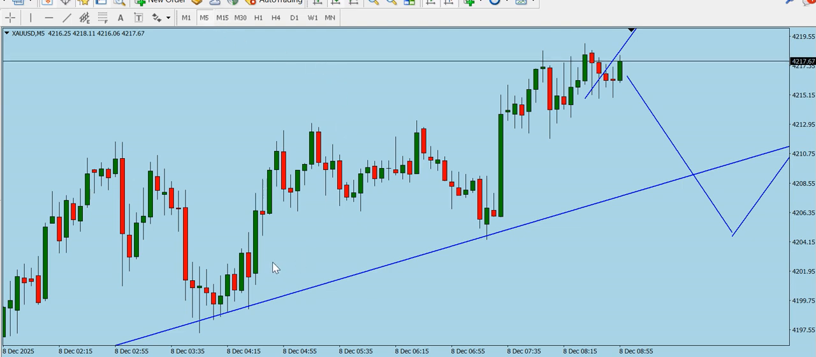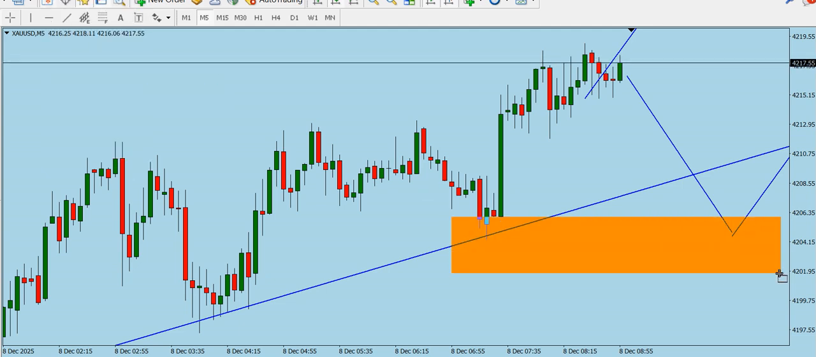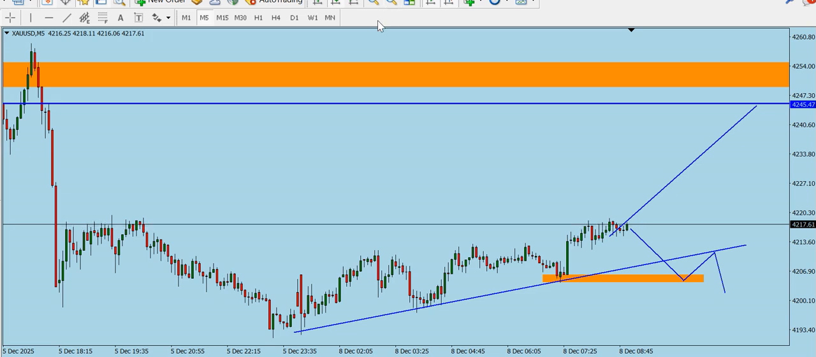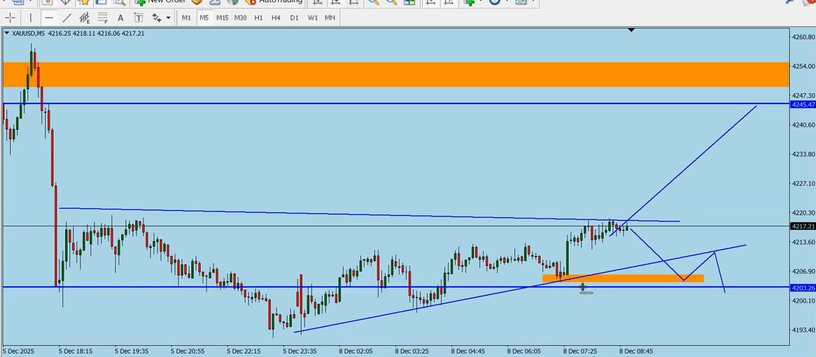On the 5 minutes time frame, price is trending up. Just look for buying opportunities. If you want to place your stop loss, you might place your stop loss below this low around here. Okay, but for gold, a breakout of this neckline might possibly see price shoot up. So that's that for today's analysis. Look for buying opportunities with your stop loss being placed somewhere around 4203 area.